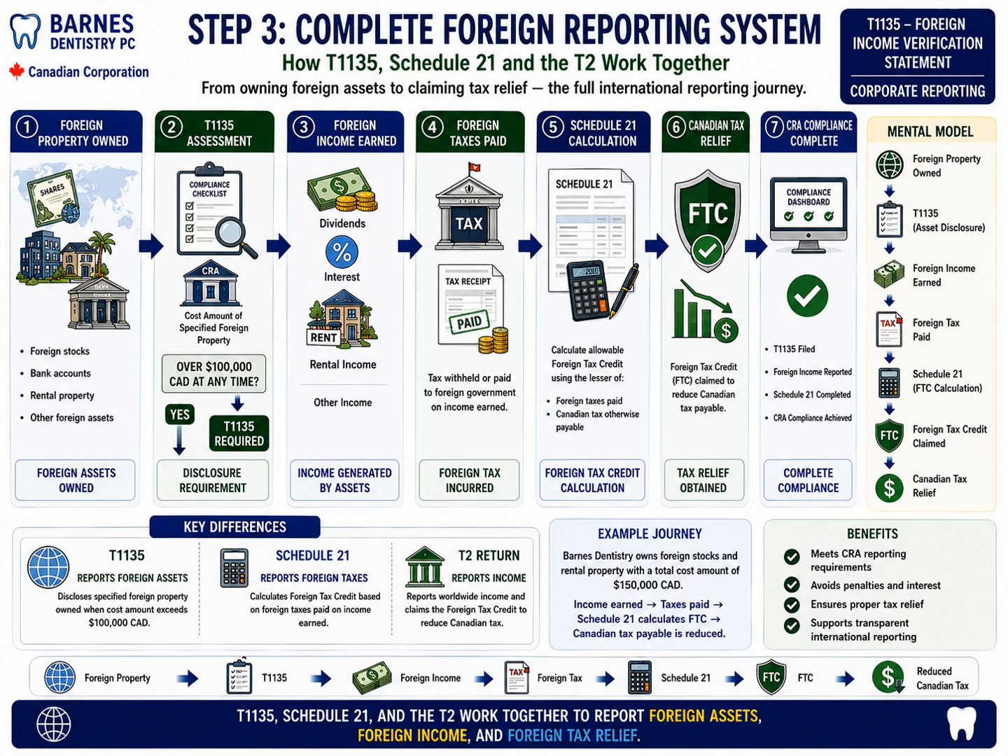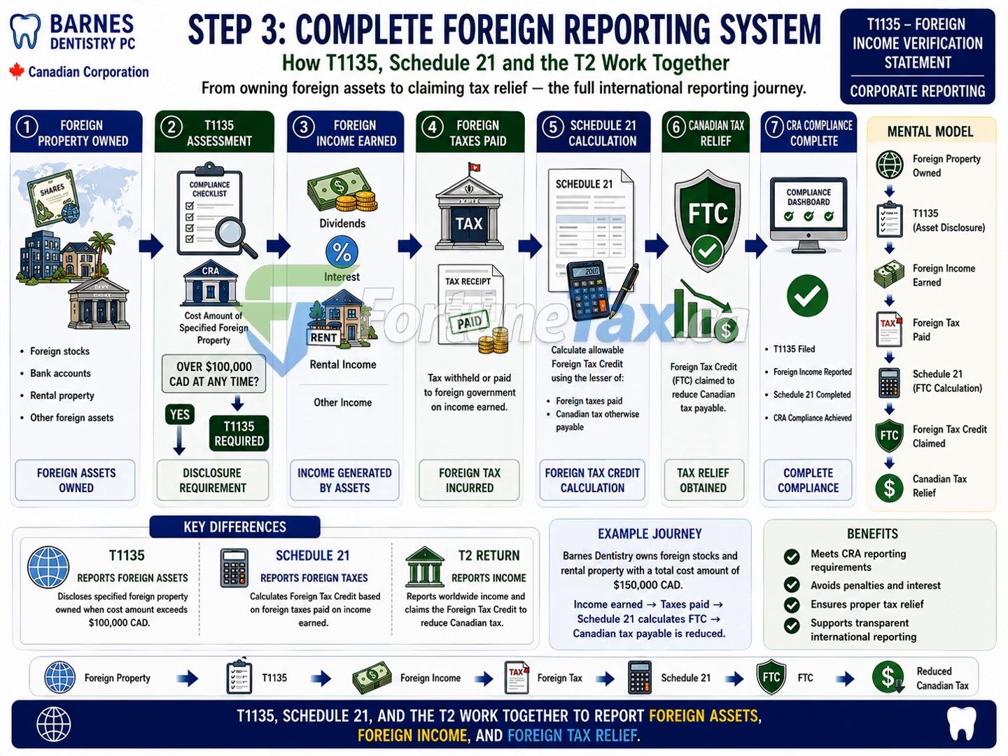Now let's look at the example journey shown near the bottom. Barnes Dentistry owns foreign stocks and foreign rental property with a combined cost amount exceeding $100,000. As a result, T1135 may be required. Those assets generate foreign income. Foreign taxes are paid. Schedule 21 calculates a foreign tax credit, and Canadian tax payable is reduced. This example demonstrates how every part of the international reporting system works together.